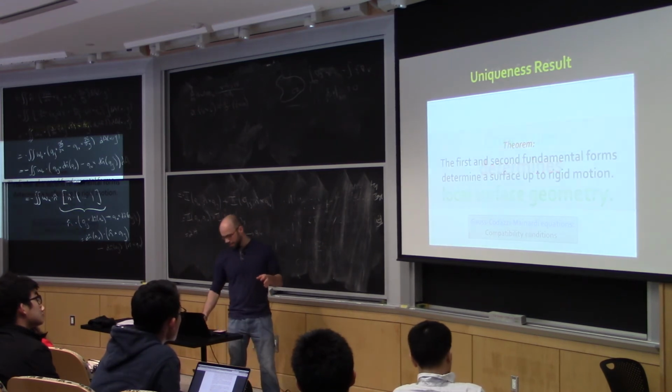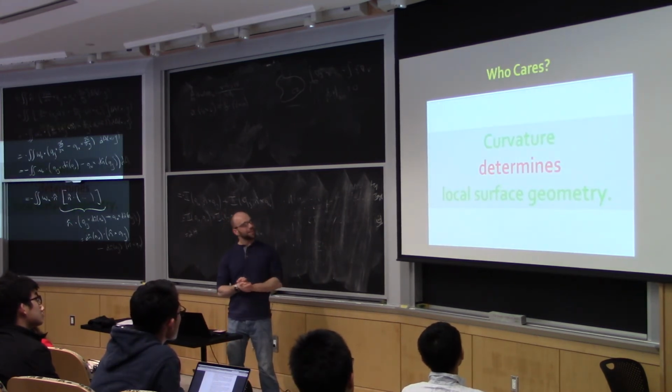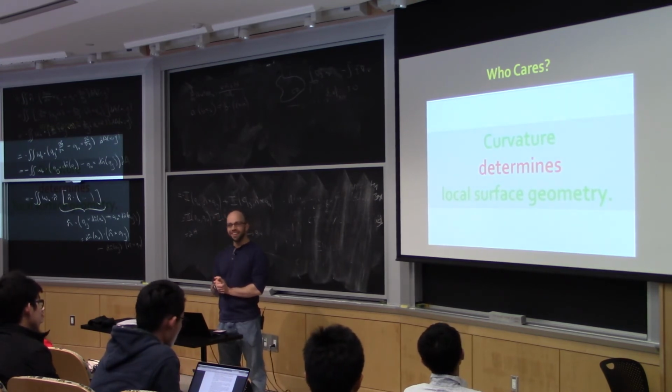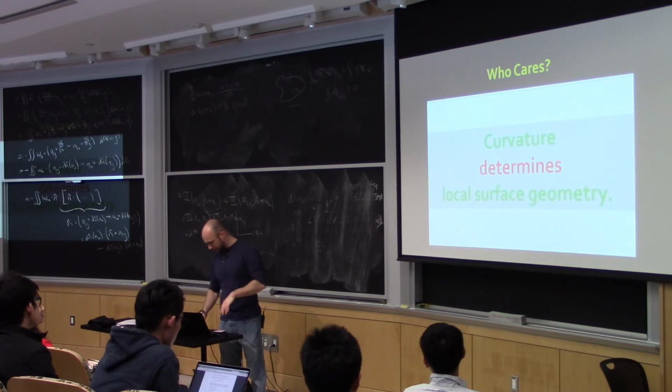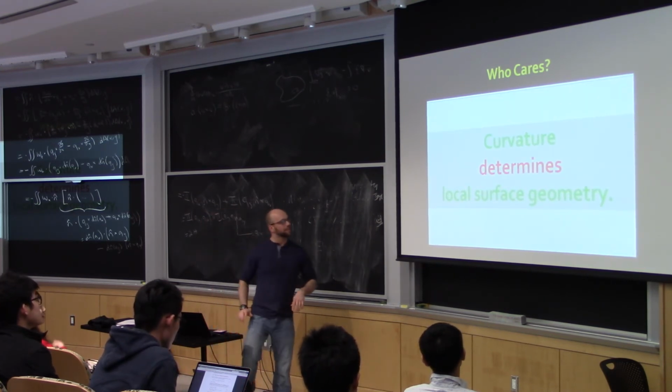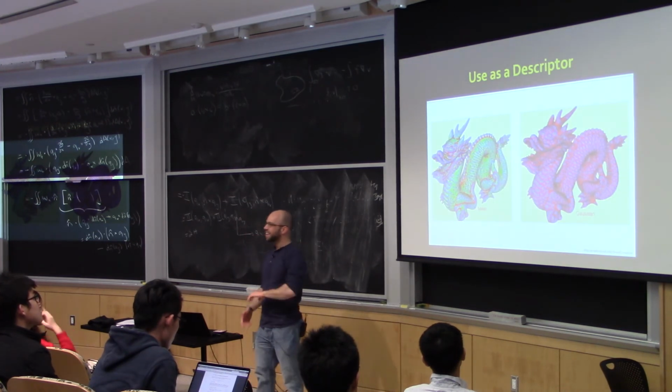But the high level point, the "who cares" here, is that curvature really is determining local surface geometry. That's the high level thing to think about. And that's really what motivates the kinds of applications that people have in practice. So here's just to name about 300 of them really fast.